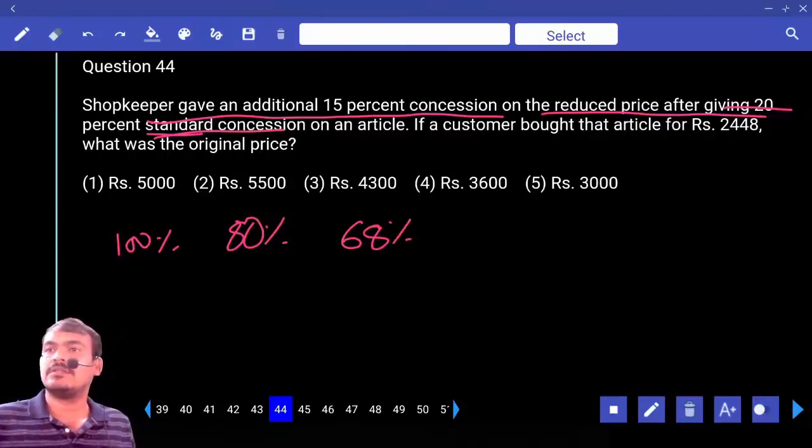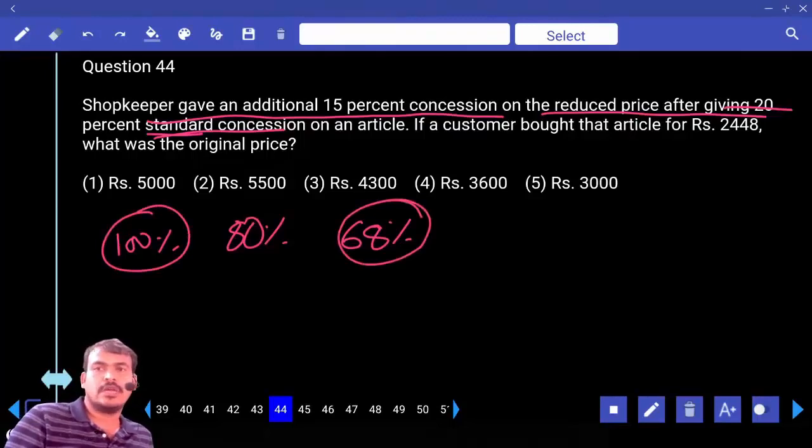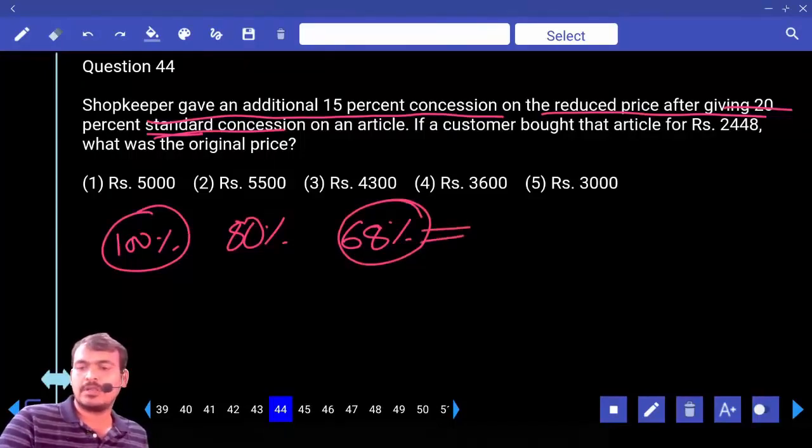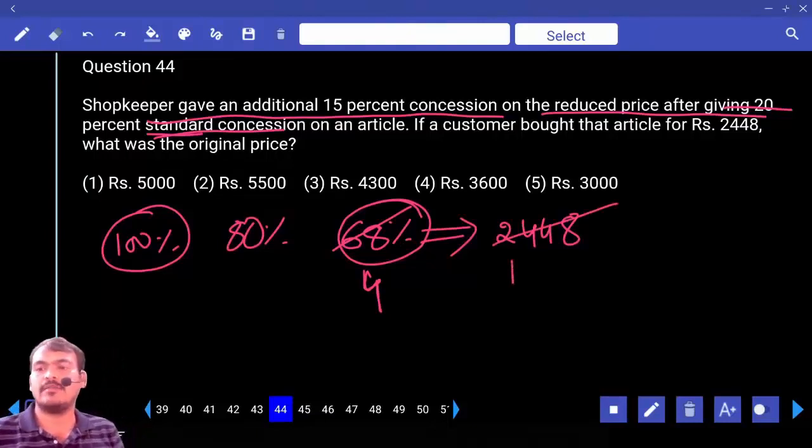68% or not? 68%. Actually, the bill amount is 100%. But he paid how much? 68% or not? 68% equal to how much value? 2,448. We required how much percent? 100% or not? 68 means 17 multiple or not? 17 how many times? 4 times. 17 ones are, what is the remaining value?